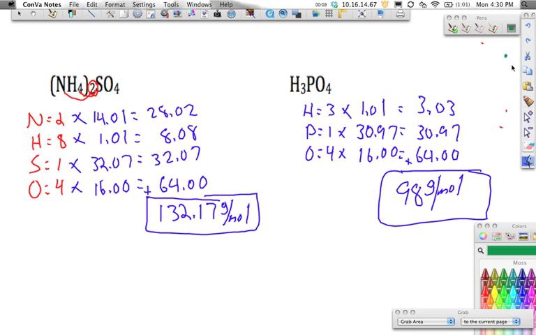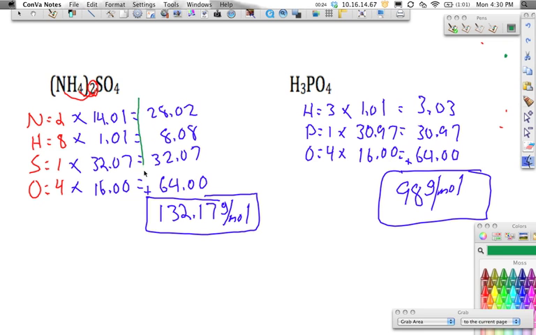Alright, now that we know how to write the gram formula mass or calculate our gram formula mass, we can now talk about percent composition. In percent composition, the first thing you have to be able to do is calculate the gram formula mass.